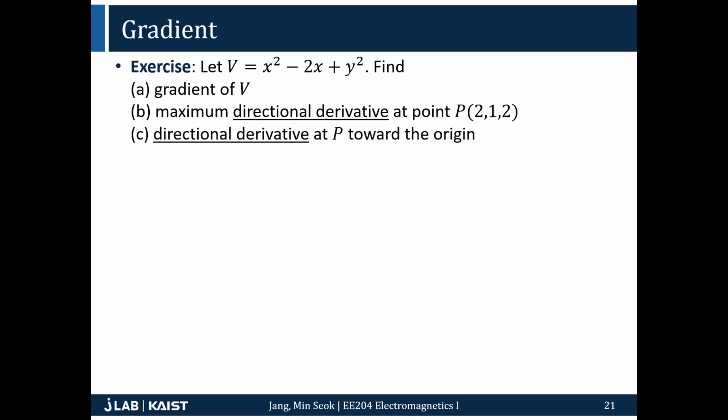Can you type in the answer for B and C? A is too complicated to type in, but B and C are just a single number. So can you solve problem B and C and type the answer in the chat box? Oh, everyone got the correct answer, which is pretty surprising. Okay, yeah, that's right: 2 square root 2 and negative 2.